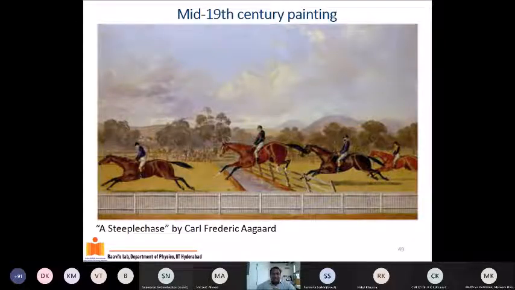Now there is a serious issue with this painting. Take 2 seconds and see. I'll come back to it. What is the problem in it? In case someone knows, quickly tell me, otherwise I'll go further.